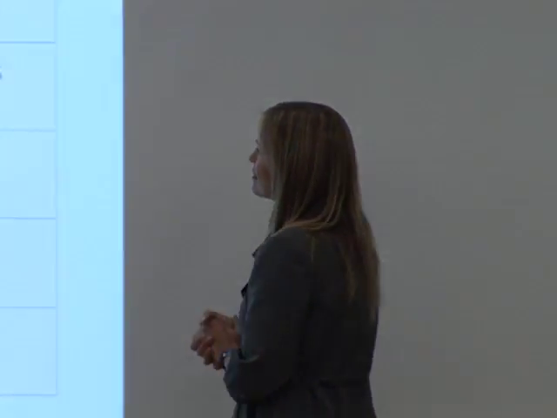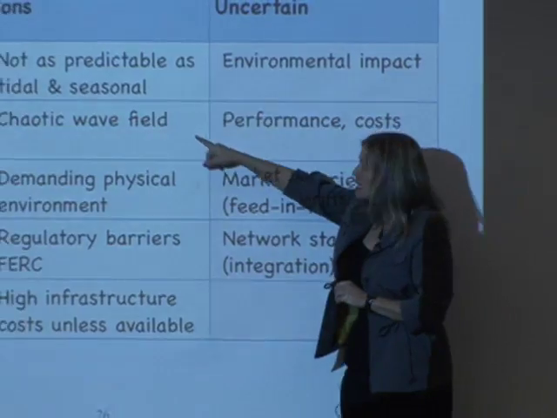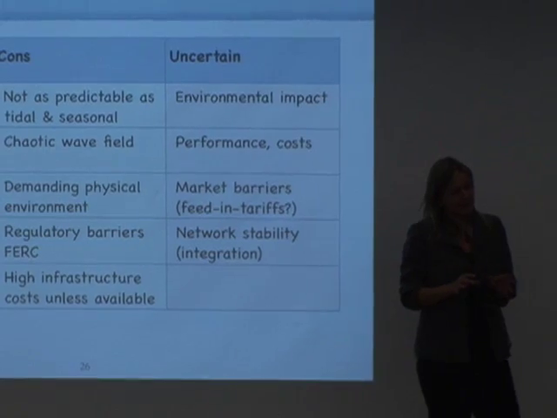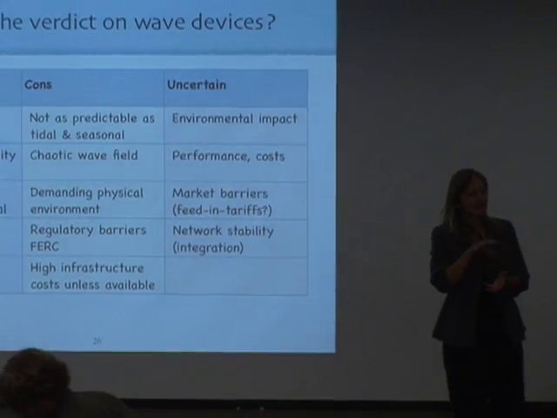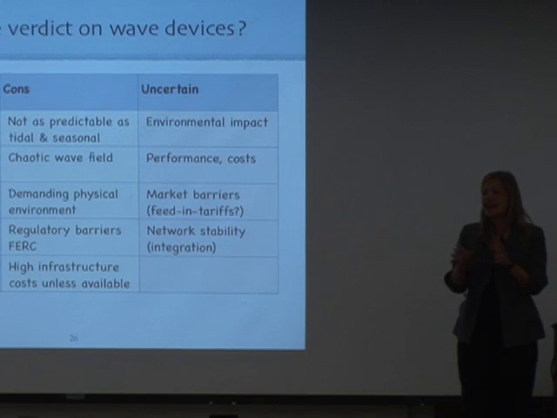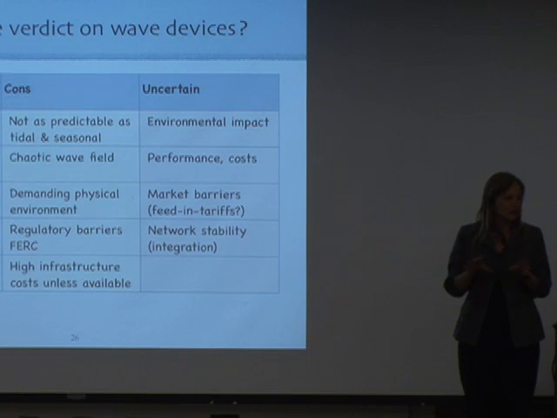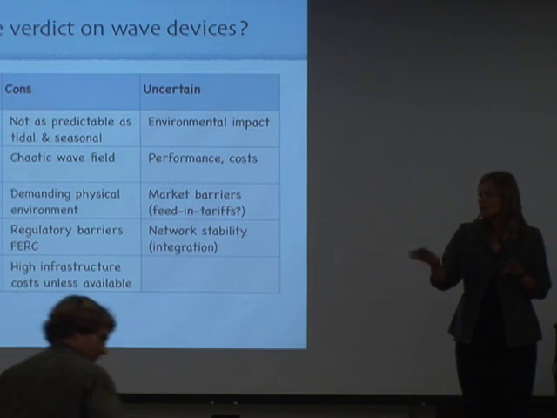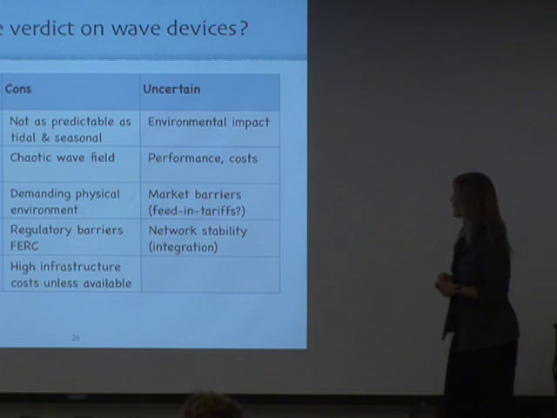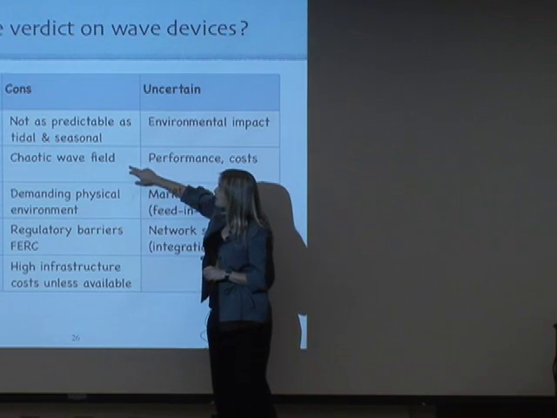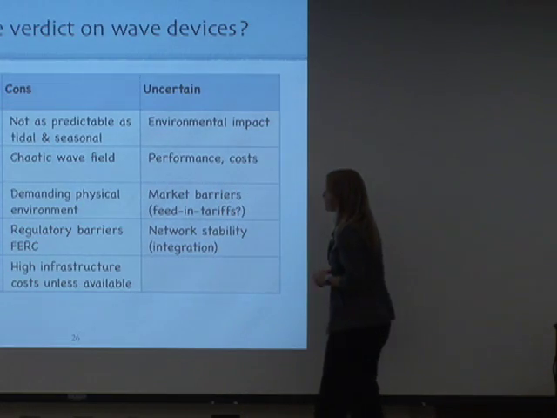Now, what about the negatives? It's not as predictable as tidal, and it is seasonal. But this is one of the main things. The wave fields that are out there are very chaotic. And that means that as an energy device, you cannot just use a design wave on which to optimize your device. It has to work well for an enormous variety of waves out there. Okay, so the tests are very interesting here. You really need to go into the ocean to test it.